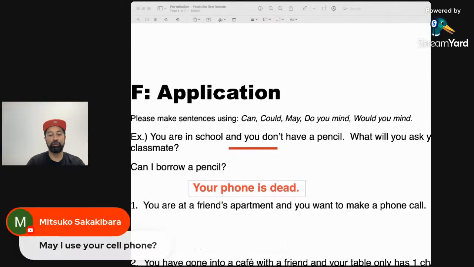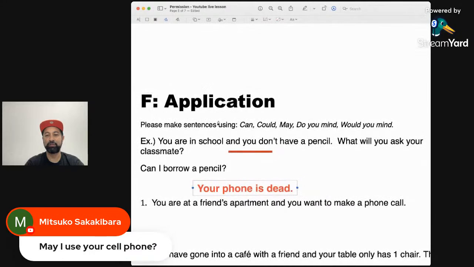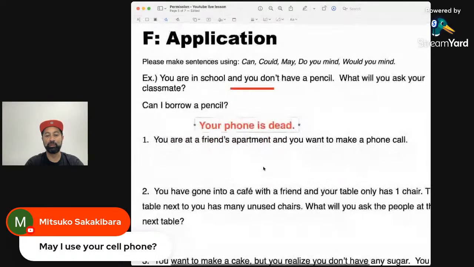And Mitsuko, your answer for this situation is perfect. May I use your cell phone? All right, so you want to make a phone call. So you answered, may I use your cell phone? Perfect. Okay, let's look at situation number 2. We're getting a little bit more difficult here now.